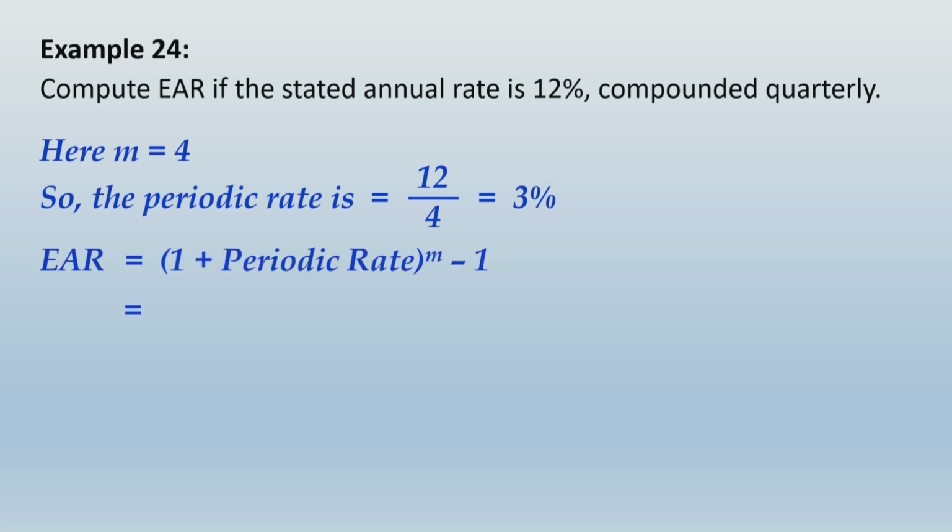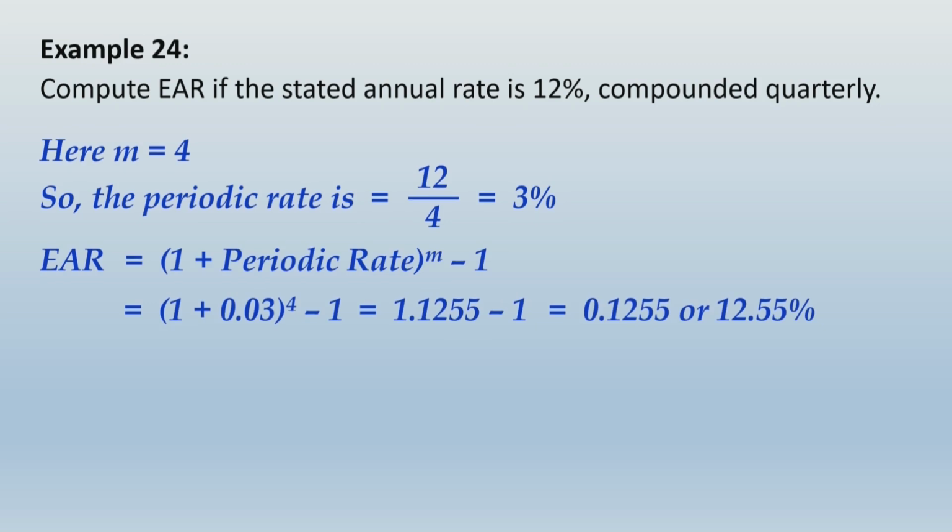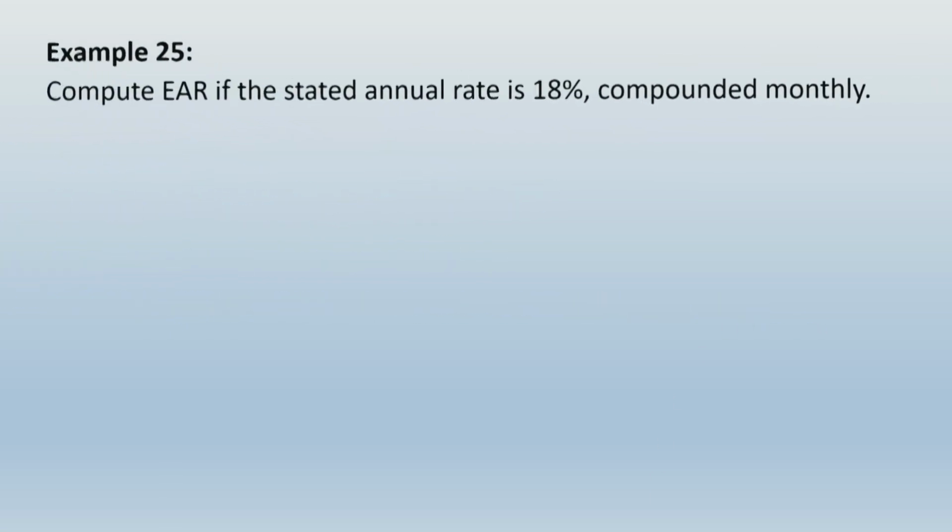So the factor will be 1 plus the periodic rate raised to m, and to compute the effective annual rate you need to subtract 1. And as I have explained to you, once you take the factor for the period, that is 1.03, that is 1 plus 0.03, this is the factor for the period, raised to 4. And from that you have to subtract 1 to arrive at the effective annual rate. Let us move on to the next one.